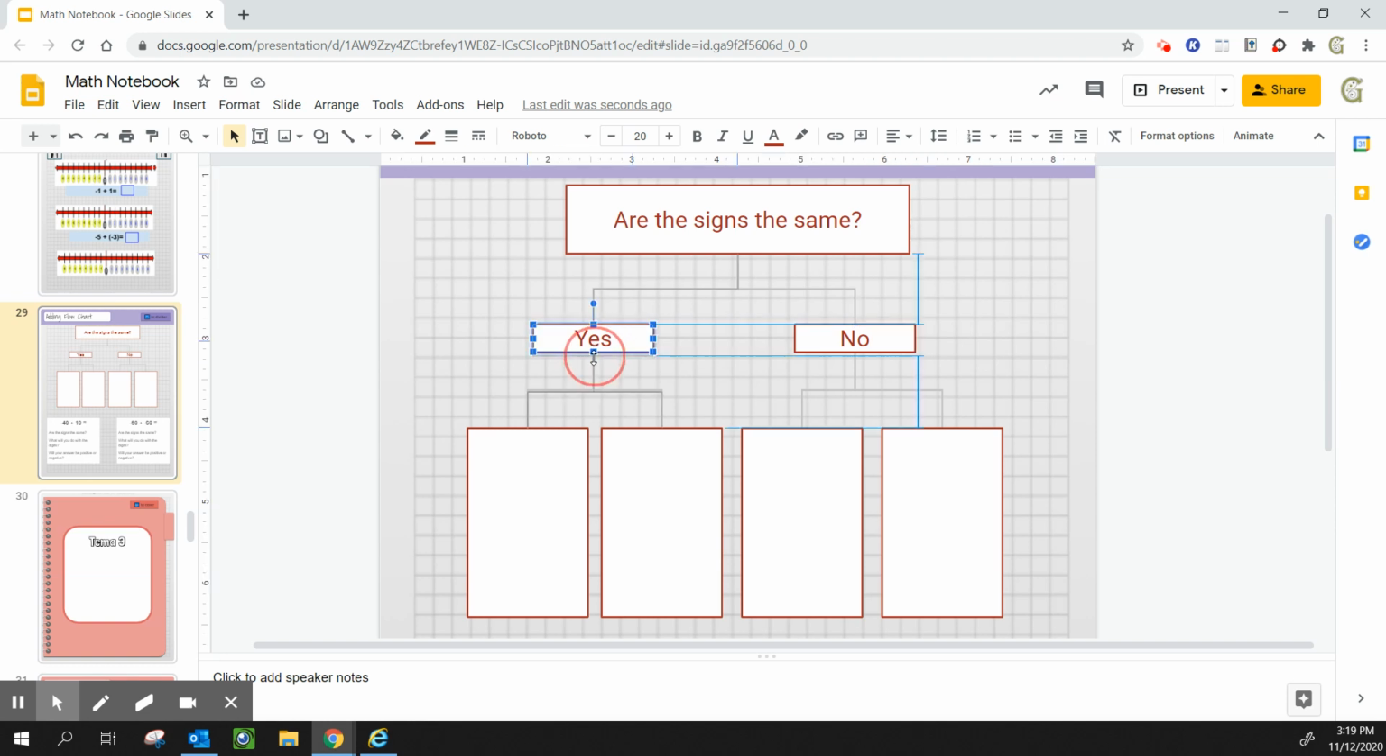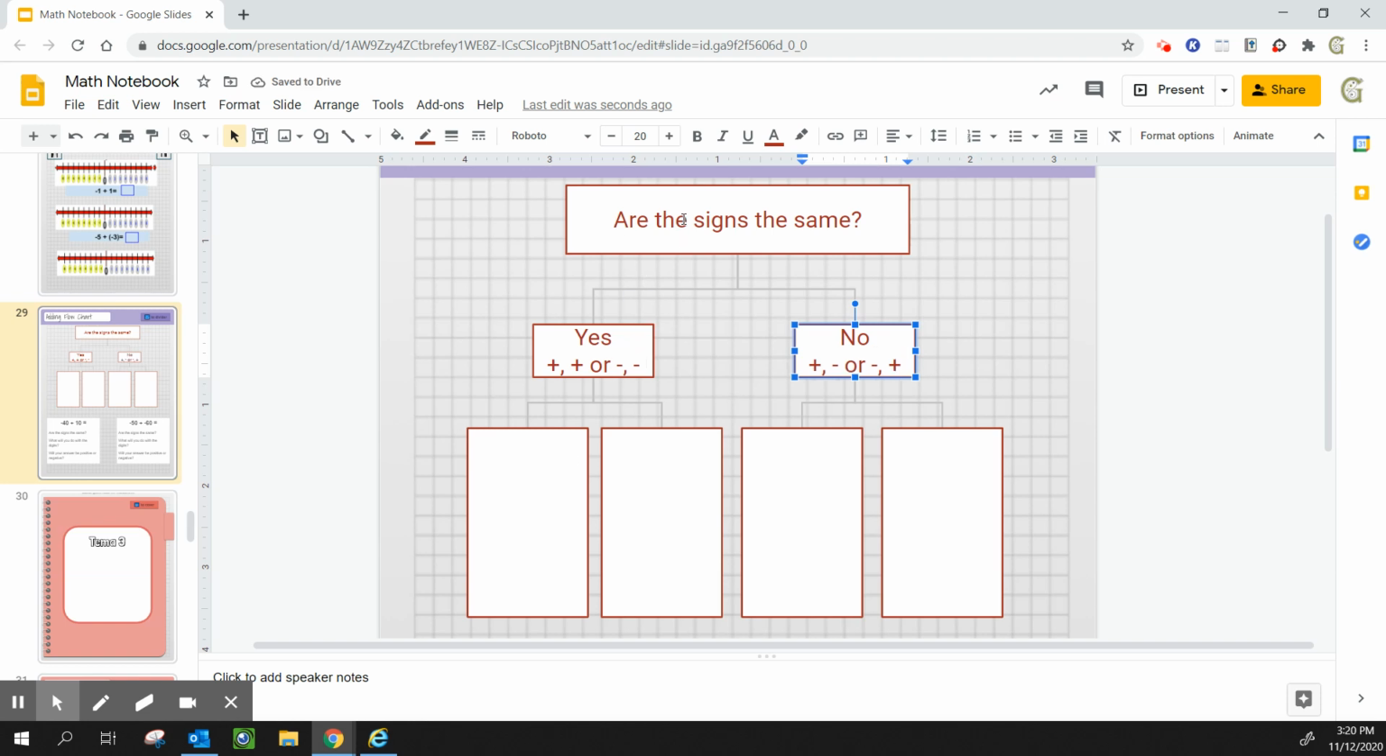So if I go add that in there for myself, I'll make this just a little bigger here. I could say yes, and then that would either be positive, positive, or negative, negative. Okay, and so no, we can go ahead and drag this, make it a little bigger too, would be something like if you had a positive and a negative, or a negative and a positive.